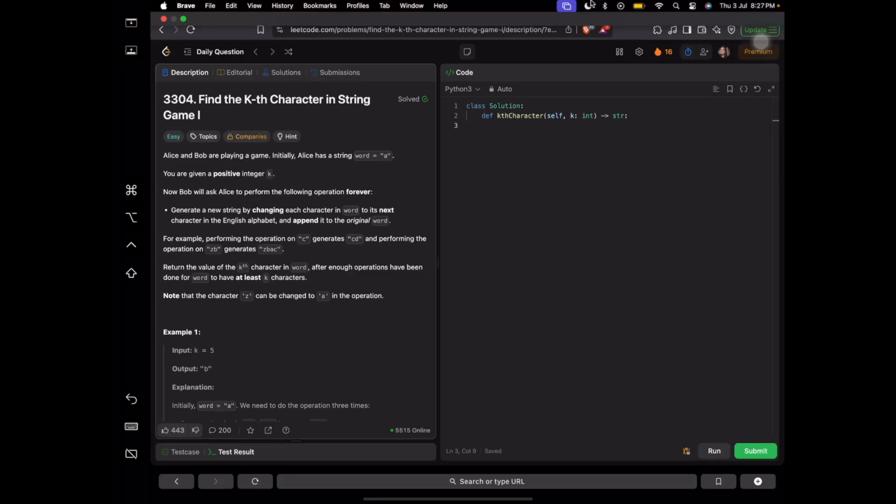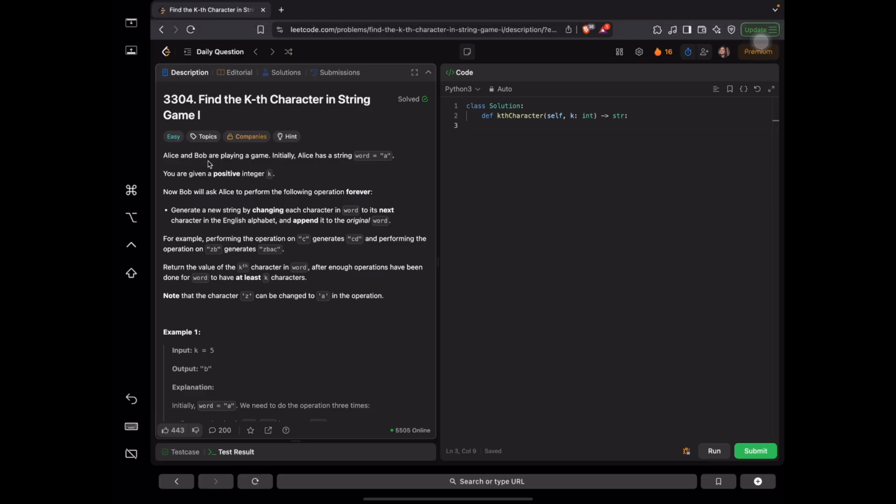Today we are going to solve the LeetCode July challenge, day 3. So let's look into this question: Find the K-th Character in String Game. Alice and Bob are playing a game. Initially, Alice has a string word "a". Always she will have the word "a", and they are giving you a number k.